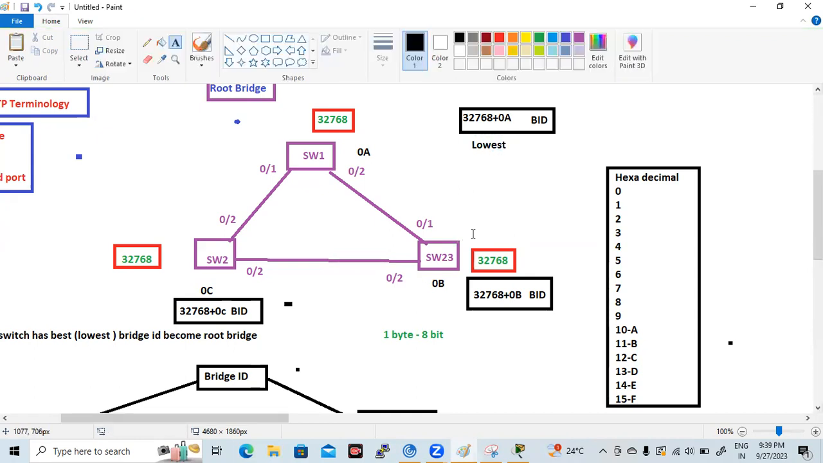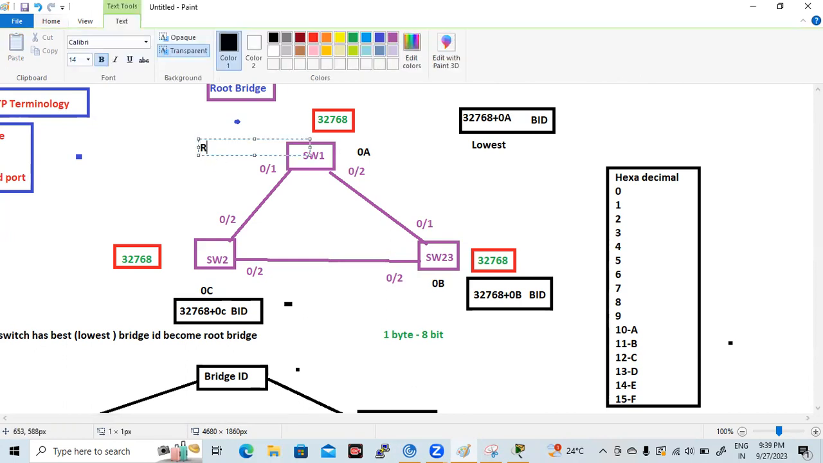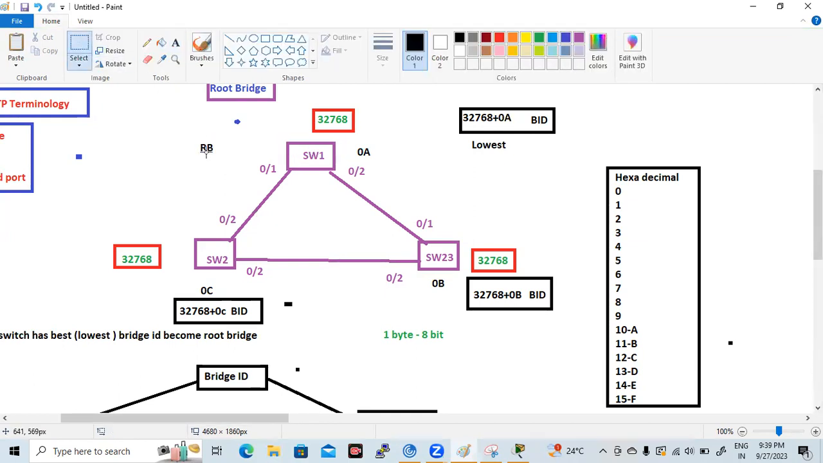Lowest because 0A is 10, 0B is 11, 0C is 12. So this is your root bridge. But how are they going to elect first? I'm not talking about this process. How are they going to understand who is the root bridge?